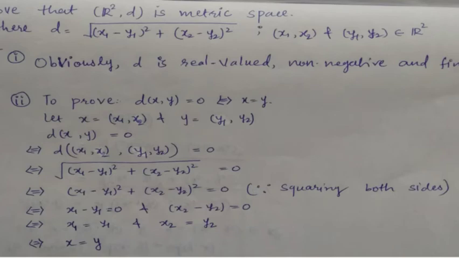If these two numbers are 0, only then the sum of the squares of these two numbers is 0. So x1 minus y1 is equal to 0 implies that x1 is equal to y1, and x2 minus y2 is 0 implies that x2 is equal to y2. So x is equal to y, because my x is (x1, x2), but x1 and y1 are the same and x2 and y2 are the same, so we can say that x is equal to y.